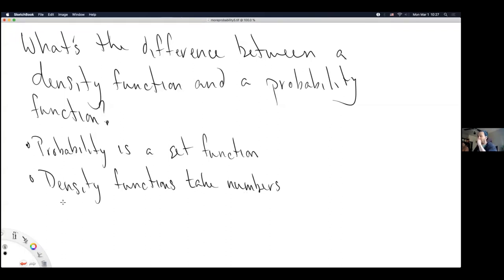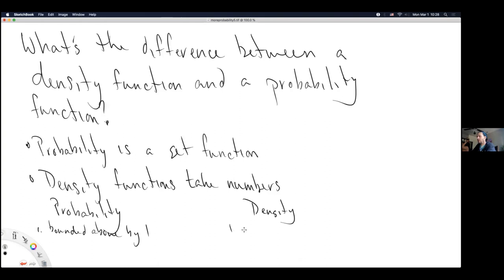Okay, then there's some differences in properties. Probability is bounded above by one. That's what the first axiom of probability is telling us. There are no probabilities greater than one. Maybe it'll be helpful to do a compare and contrast. Density is not bounded above by one. To be more explicit, density can be 110, 512, 1,439.2. Density can be any number bigger than one. It doesn't have to be bounded above by one.